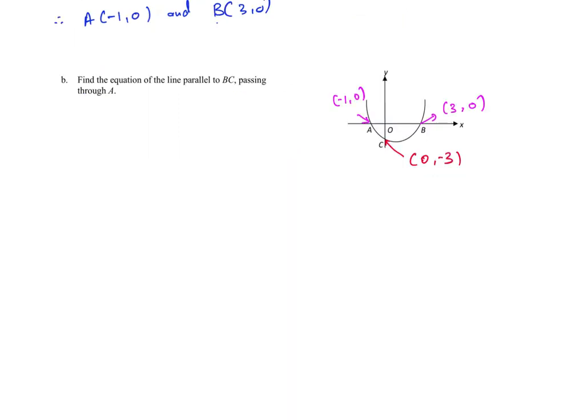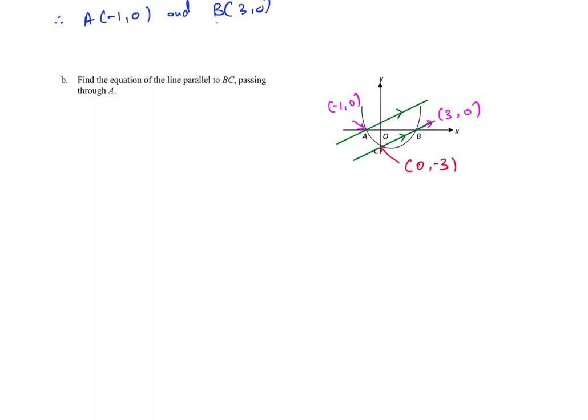Okay, the next part, part B, they ask you to find the equation of the line parallel to BC, passing through A. Parallel to BC means you're going to have to draw a line here, and draw a parallel line that passes through A as well. So I'm going to do that. There you go, I have drawn a line. This is the line that is parallel to BC. So this is the line BC, and a parallel line will be somewhere here, parallel and passing through A.